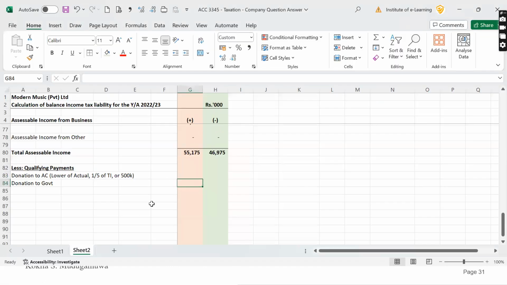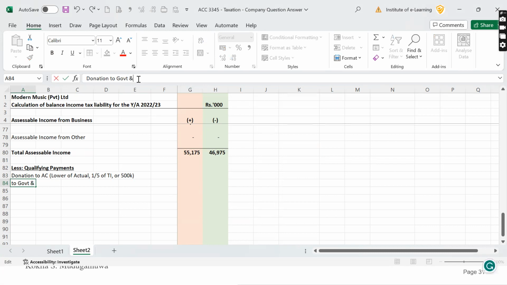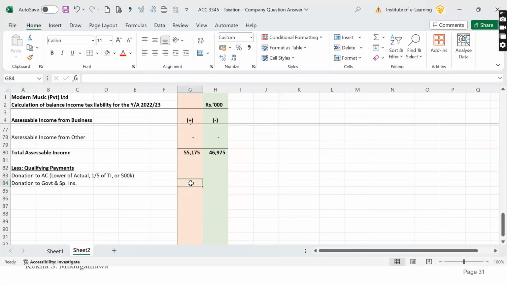Donation to government and specified institution, right? You can deduct without any limitation. You can deduct the entire amount, right? Here you can deduct the entire amount, 1,000 as a deduction.